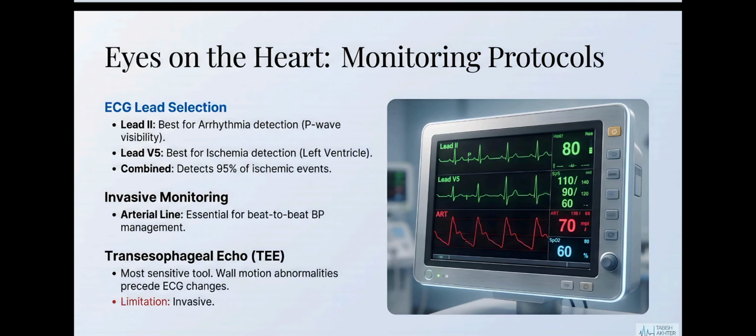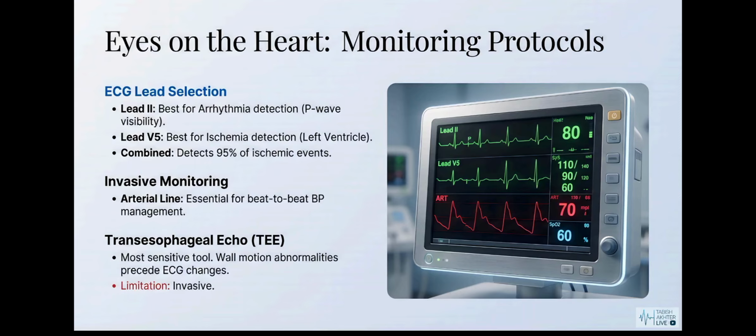Now let's talk about the monitoring. So we have to perform ECG with the leads L2 and lead V5. Lead L2 is best for detecting arrhythmias with the help of P wave, right? And lead V5 is best for detecting left ventricular ischemia, and both can be used in 95% of the cases to detect ischemia.